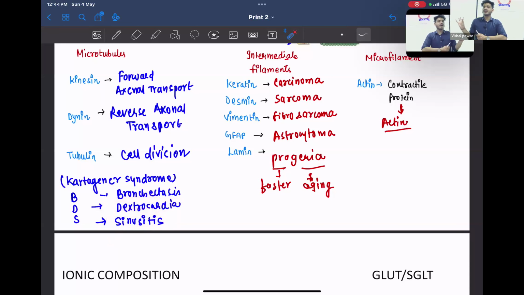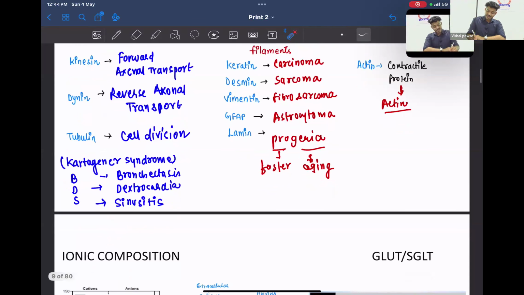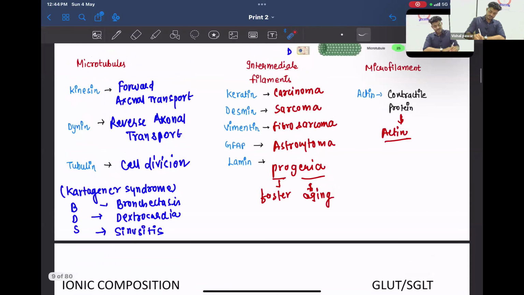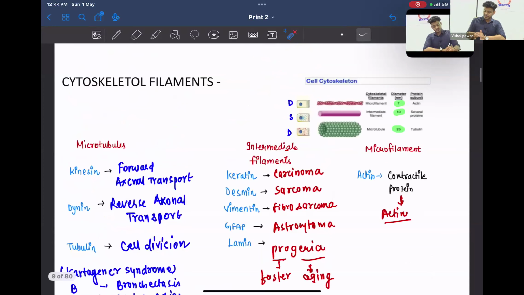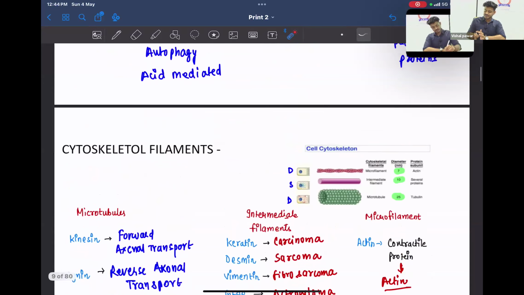Dextrocardia: normally your heart is made on the left side. Now it will turn and come to the right side. Some people are having dextrocardia. This is also known as situs inversus, right? Situs inversus, right? And what else? This patient can have infertility also. This patient might also have infertility. Why this infertility?